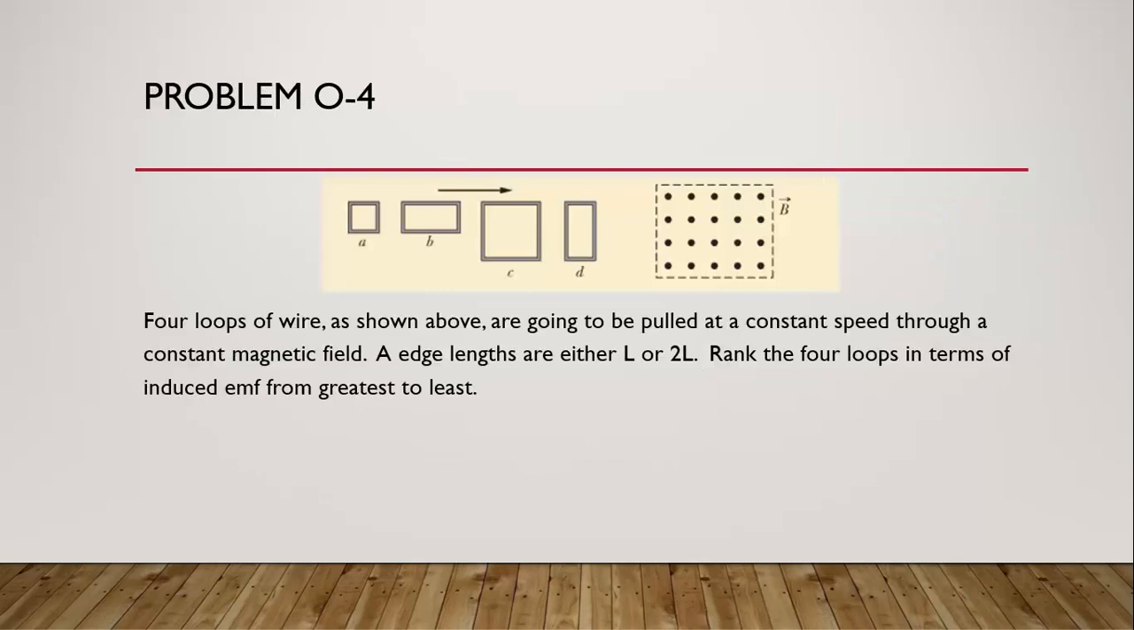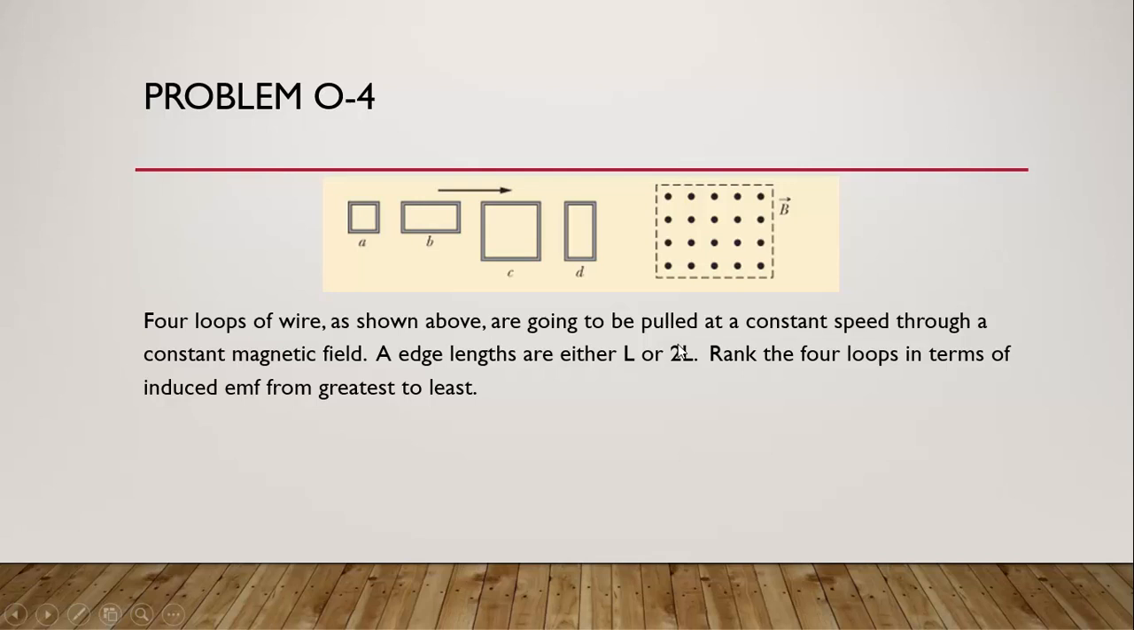So let's look at this problem here. Let's say we have 4 loops of wire shown above, and they're all going to be pulled at a constant speed through this constant magnetic field. And edge lengths are either L or 2L as shown in the drawing. So A would be L by L, B would be L by 2L, C 2L by 2L, and D 2L by L.